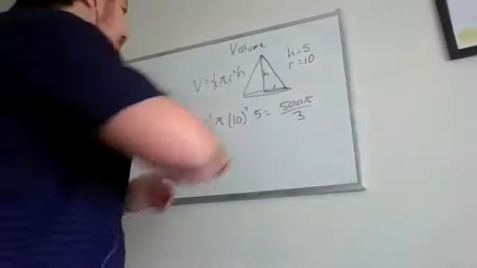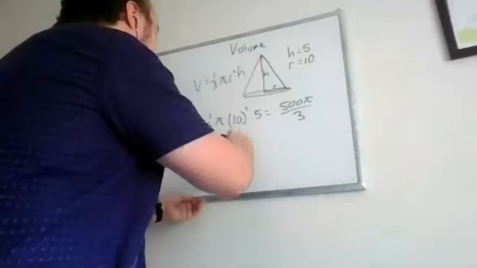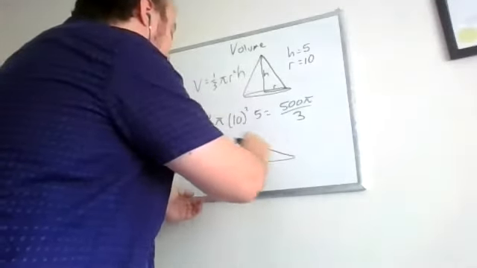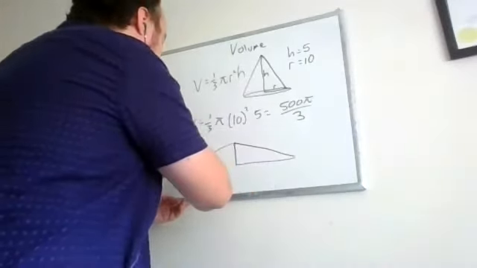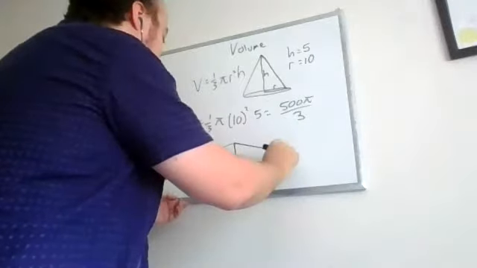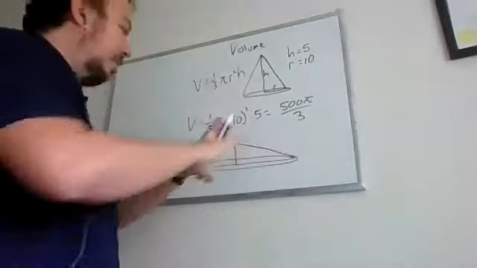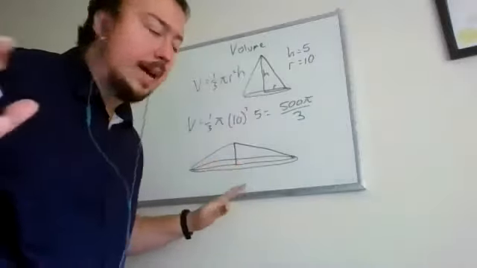So first of all, I'm going to try to draw this cone a little bit more to scale. There's our height. Here's our radius. And then it goes the same way the other way. And then we have a circle like that. So here's our cone. It's very long and flat.